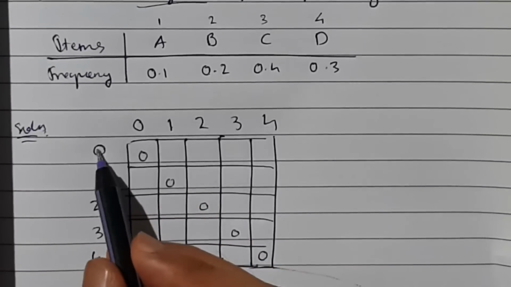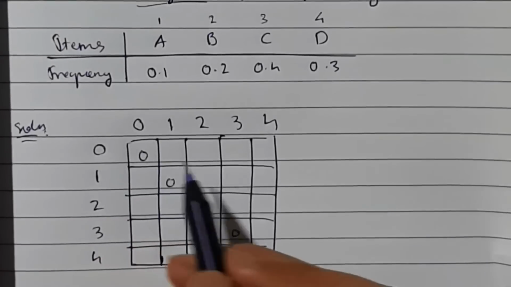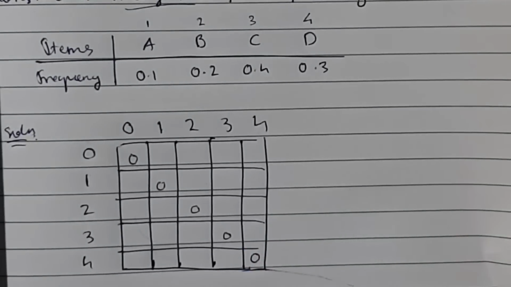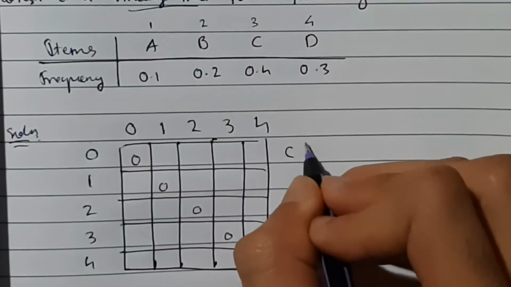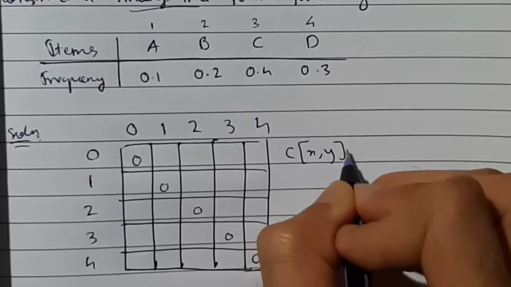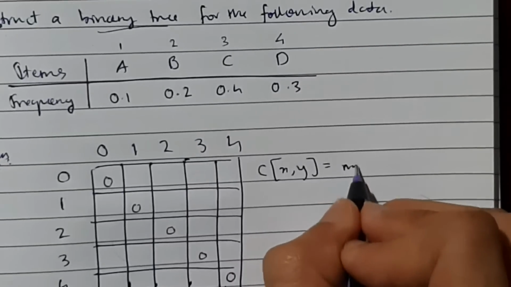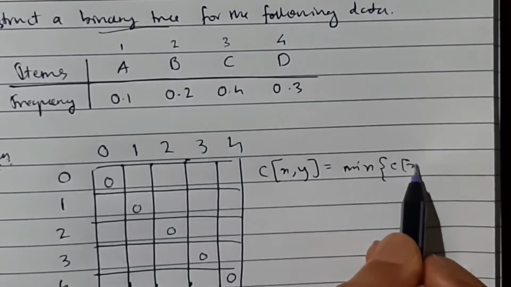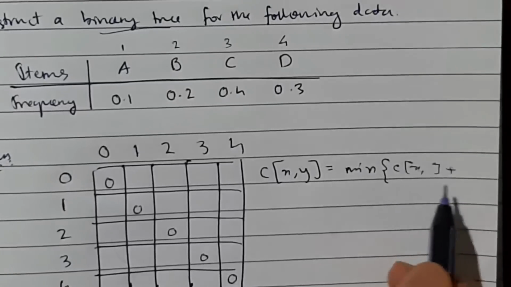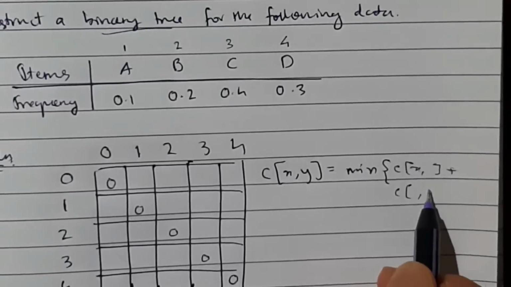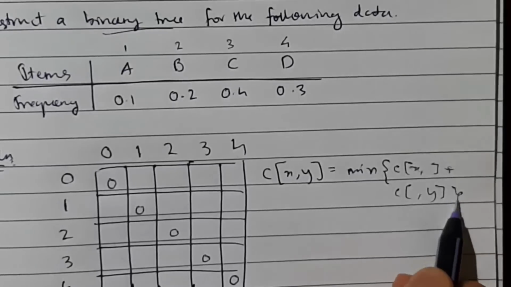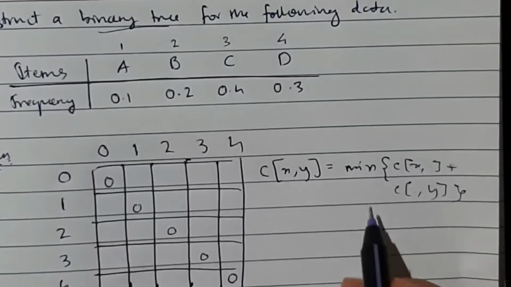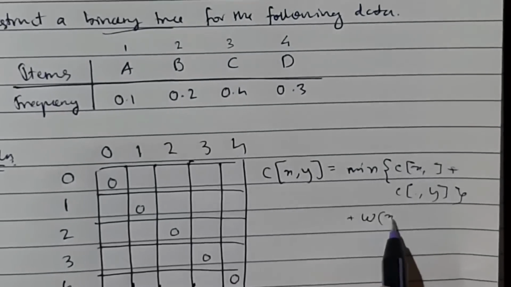So the first element is 0 and 1. What I will be filling here, that I will be finding out by using a formula. That formula is C of x comma y is equal to minimum of C of x comma something plus C of something comma y, and in this we'll be filling the values by looking at the row number and the column number, okay, plus weight of x comma y.